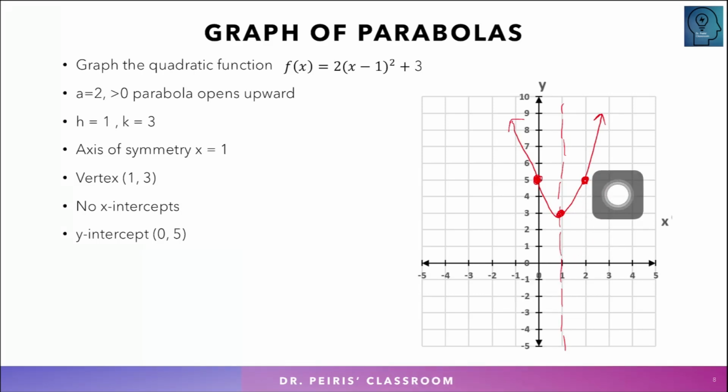Or the other way to find a point on this side is to choose any x value on that side, substitute it in here, and then find the corresponding y value. That is another way to find the third point on that side.